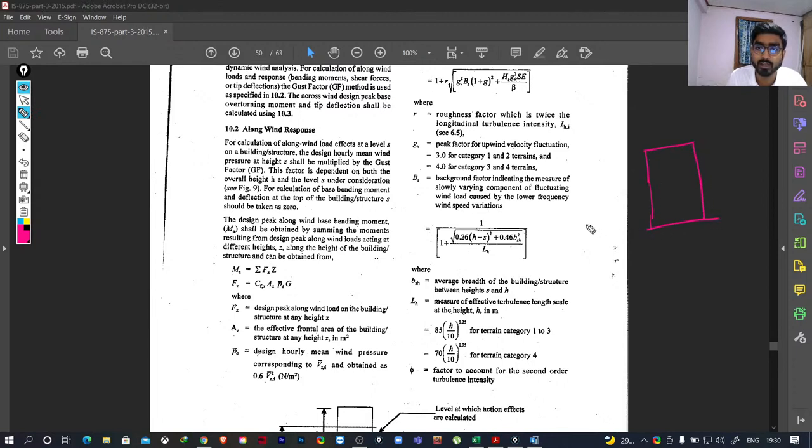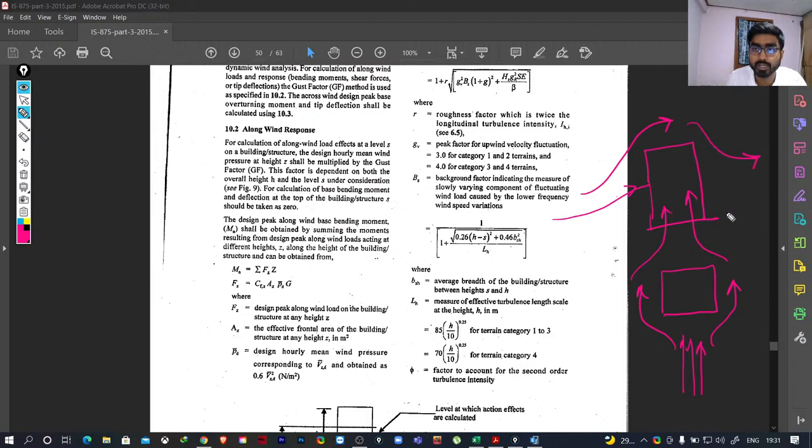If I draw the elevation and the wind is flowing like this, and if I draw the plan, winds coming this way will go in this way, and also from above. In some cases the winds will go like this, and from the top also it will go like this. Some cases it will create some vortices here like this.